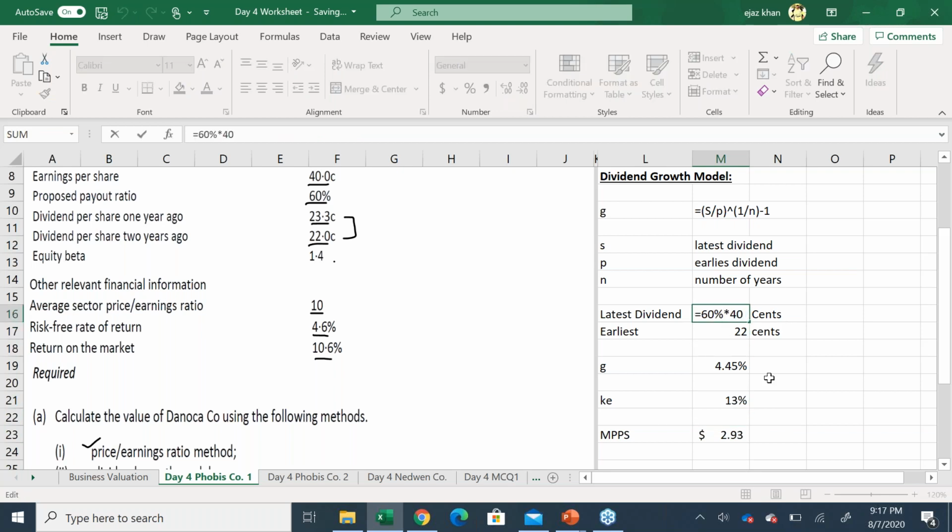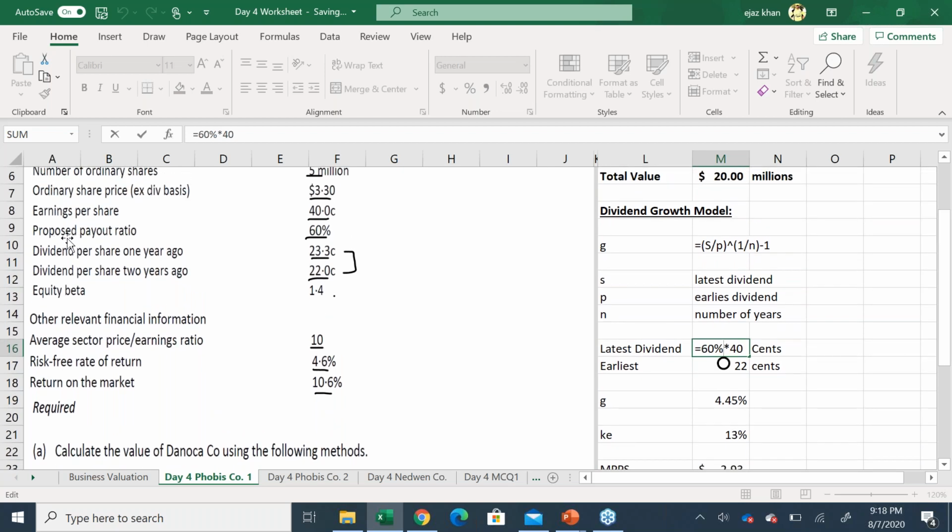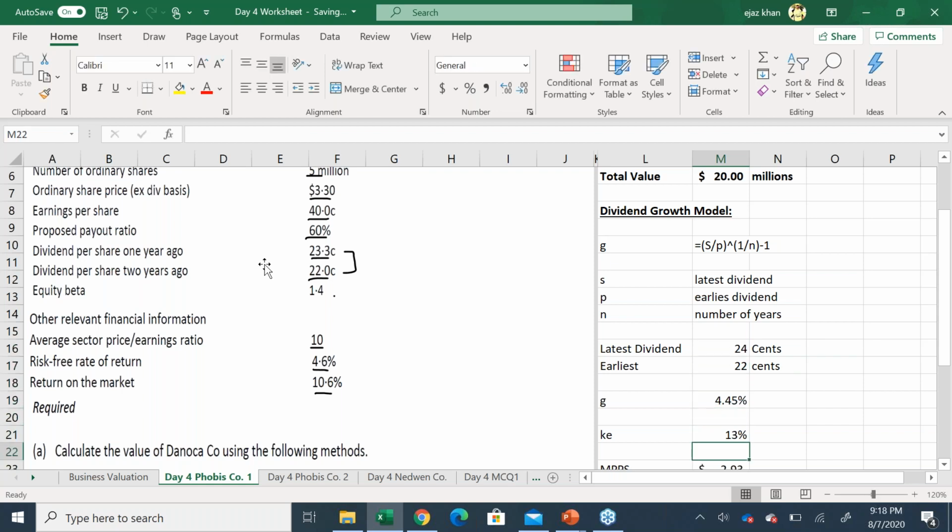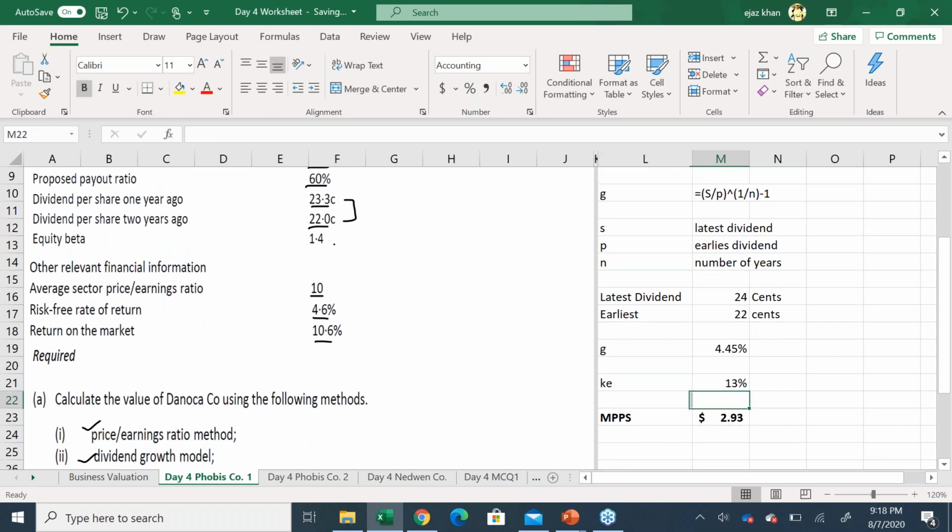This is how we calculated the latest dividend. I just picked the dividend payout ratio given in the question. Proposed payout ratio 60%, and earnings are 40 cents. So if we take 60% of this 40 cents, we will find out the dividend to be paid. So this is the price predicted by the dividend valuation model, the growth model.